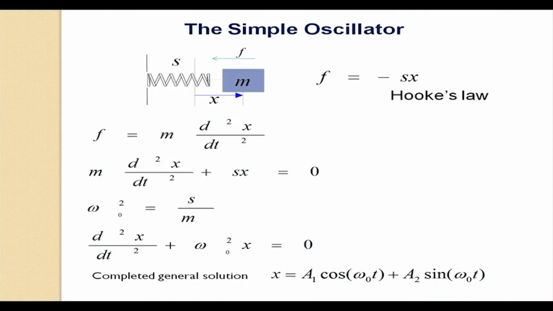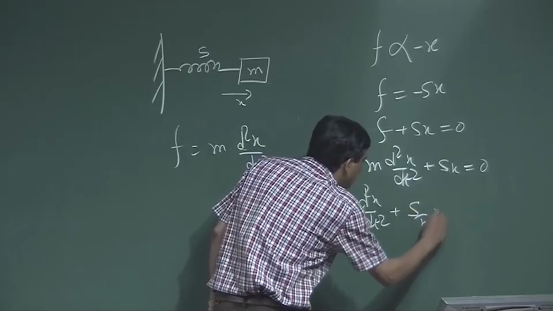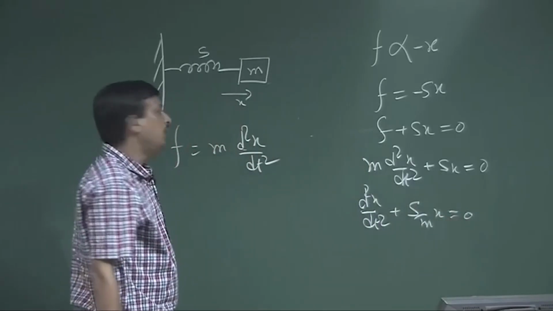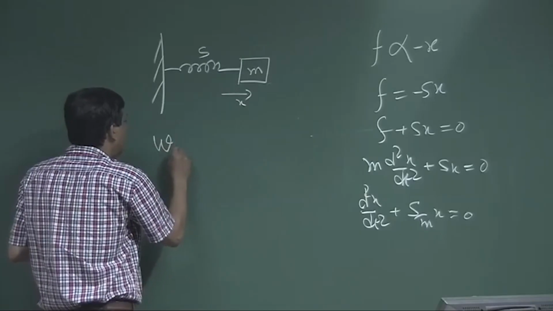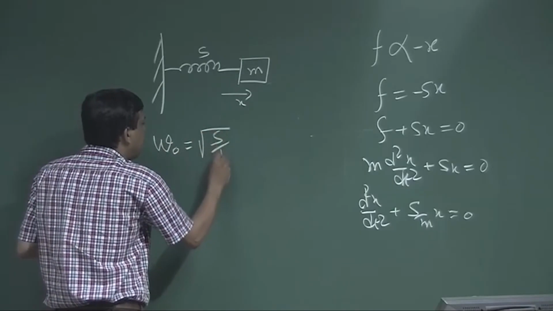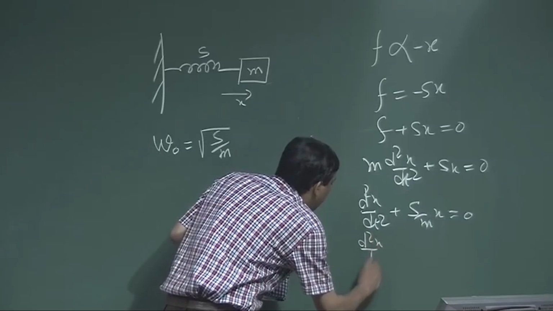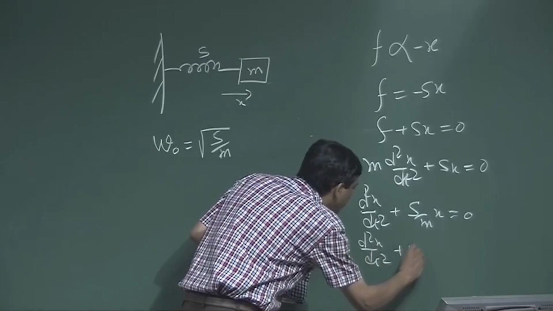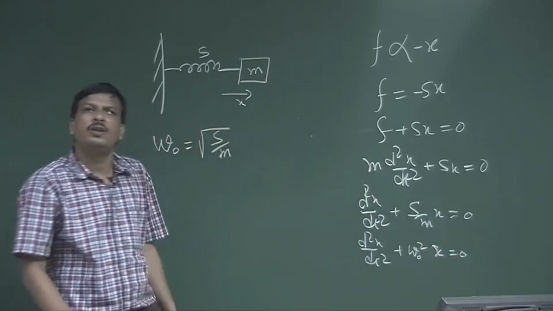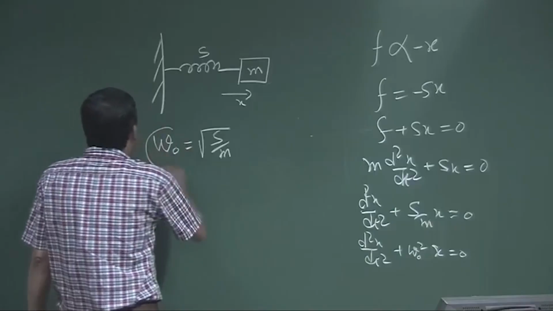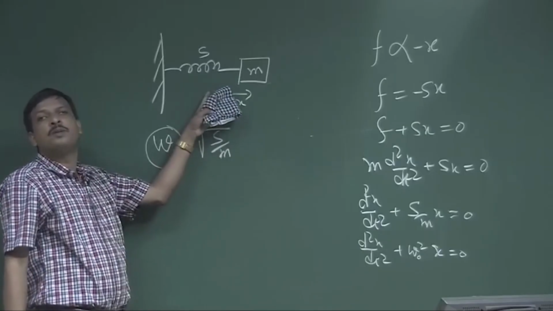Okay. So, d2x by dt square plus s by m x is equal to 0. Now, if I consider that s by m, let us say omega 0, is equal to root over of s by m, then this equation is nothing but d2x by dt square plus omega 0 square x is equal to 0. This omega 0 is called the natural resonance frequency of that simple oscillator.